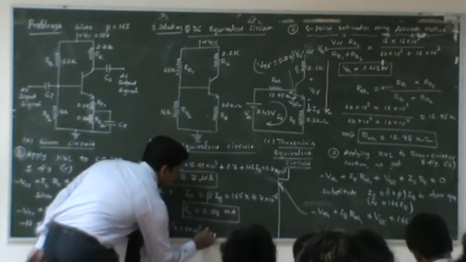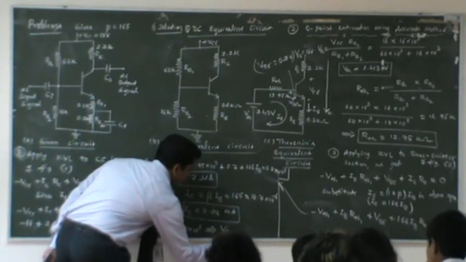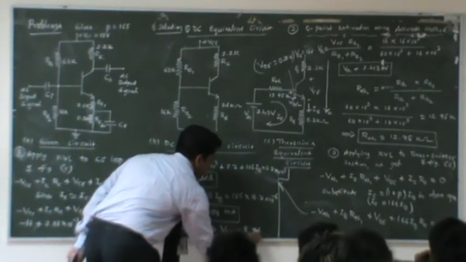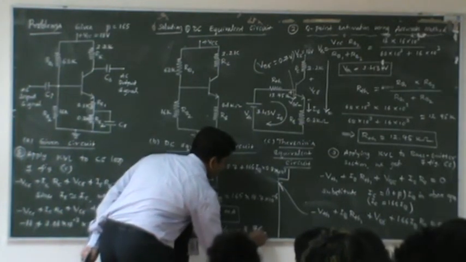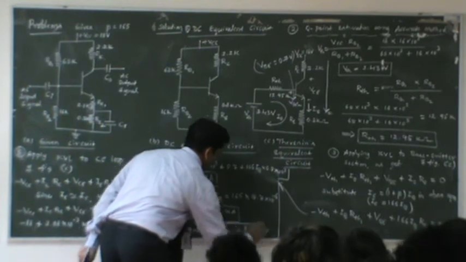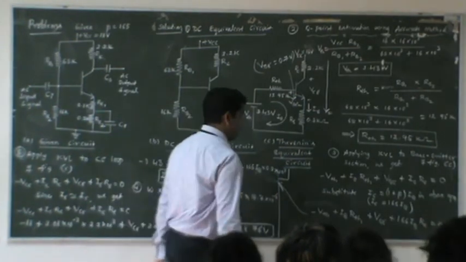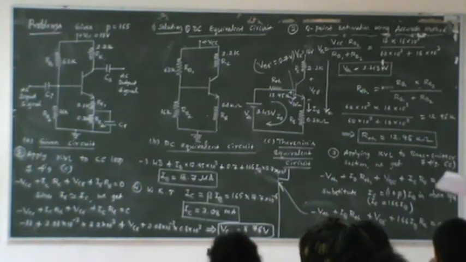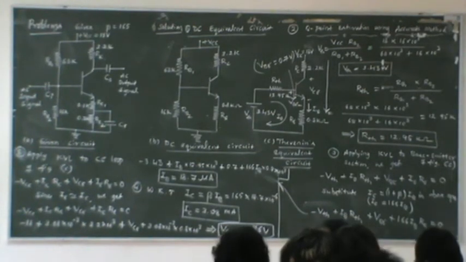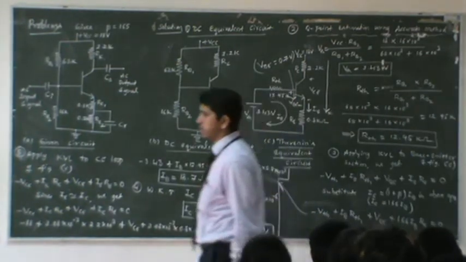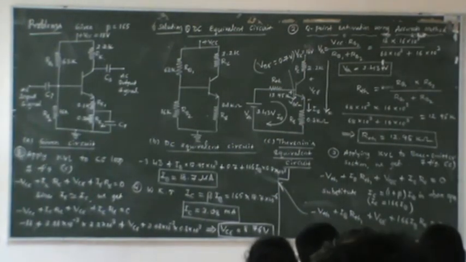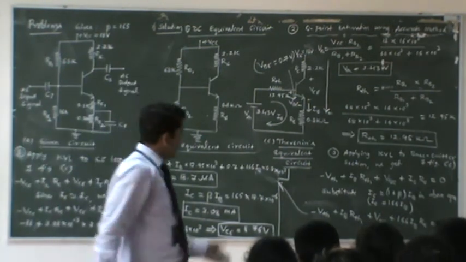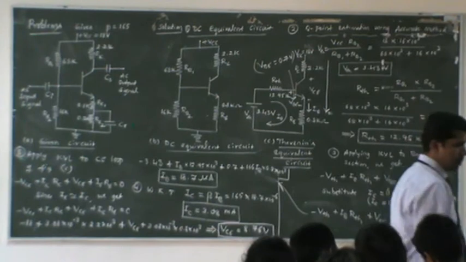So this implies that VCE is 8.76 volts. You can see the IC and VCE values from the exact method: IC is 3.08 milliampere, VCE is 8.76. So if the exact method is complicated, you can go for the approximate method. The same thing you want to estimate using the approximate method.